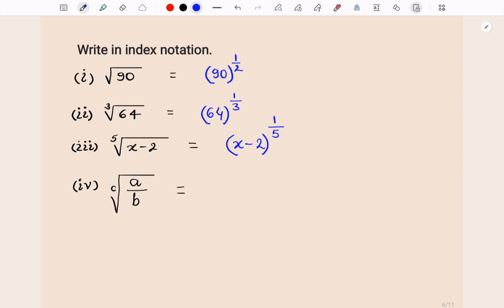The fourth question says the cth root of a over b, or a over b radical c. So in index notation, it would be a over b raised to the power 1 over c.